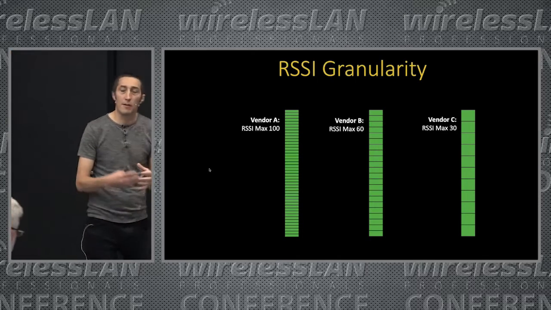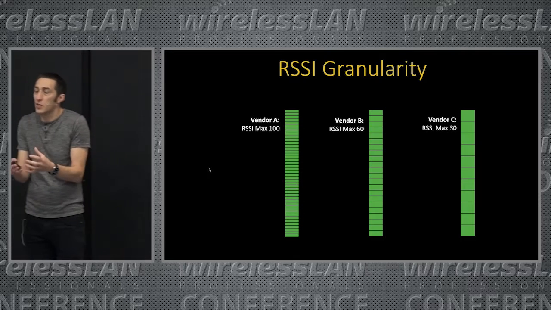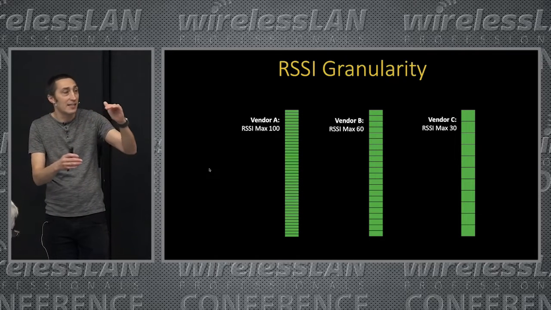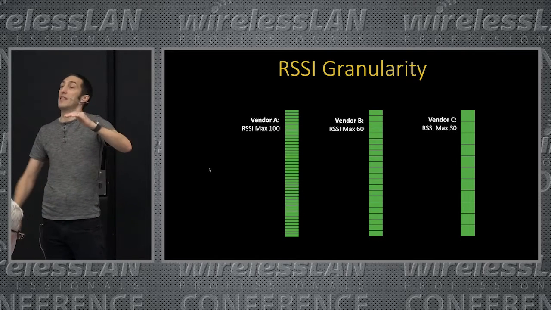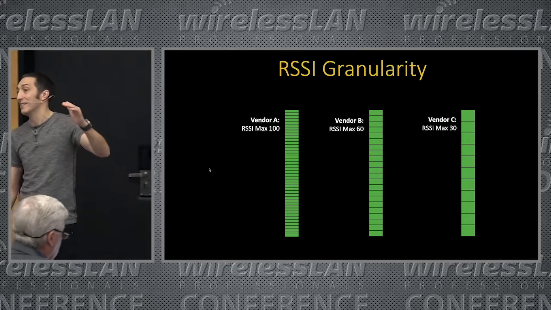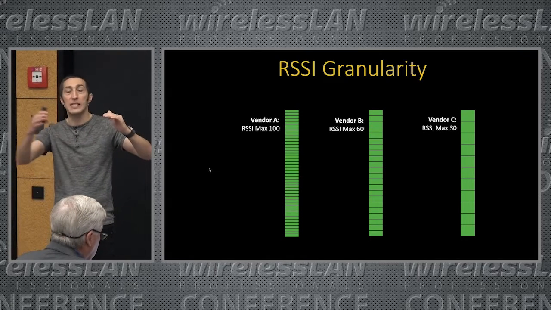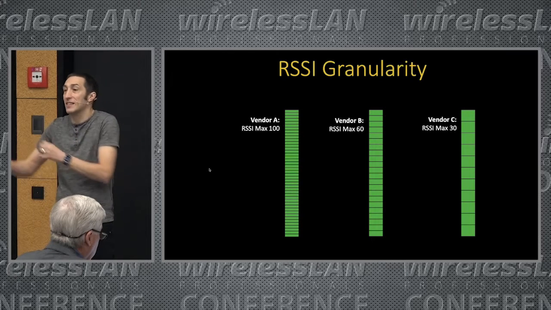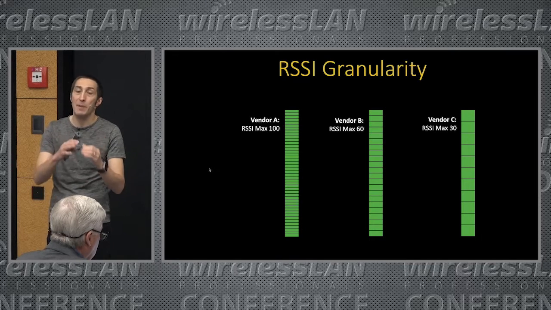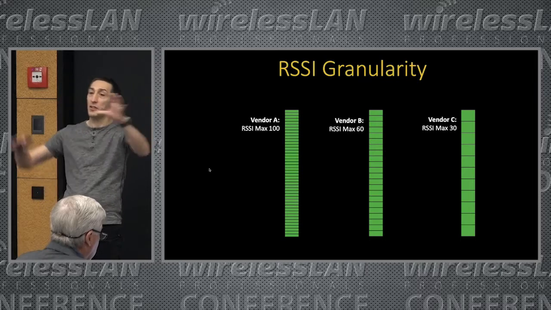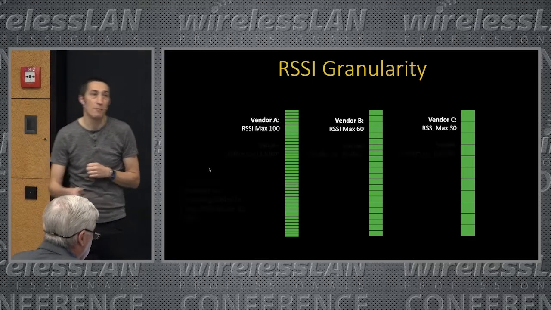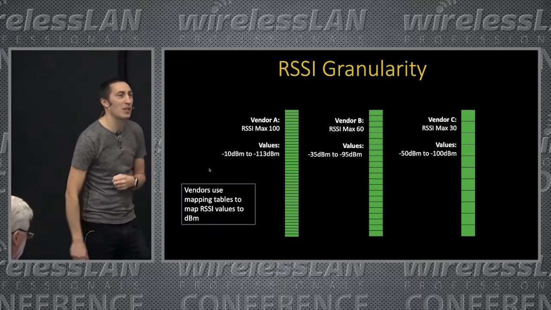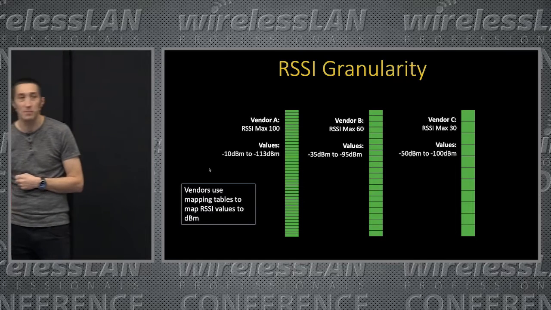Then what these chipsets do is they will convert this number. So let's say my RSSI is 10. They'll convert that to a dBm value. That is where you get to it being in a relative manner. They have a mapping from the RSSI value to a dBm value. So let's have a look at what some examples might be.